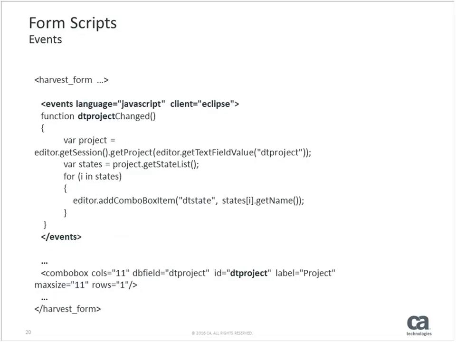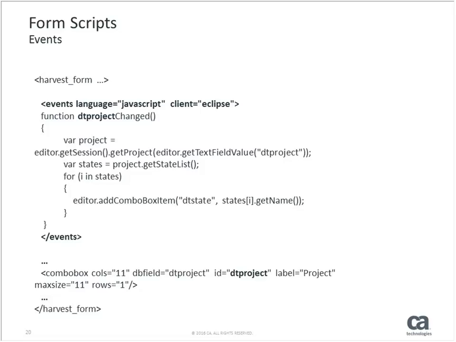Coming to the event part, the function name would be the ID with "changed" added. In this particular example, we have added a changed event for a combo. If you see the ID, DT project, the corresponding function for this changed event would be DT project changed. Whenever you have any change associated with this combo, control goes to this method, and the code inside this function gets executed.